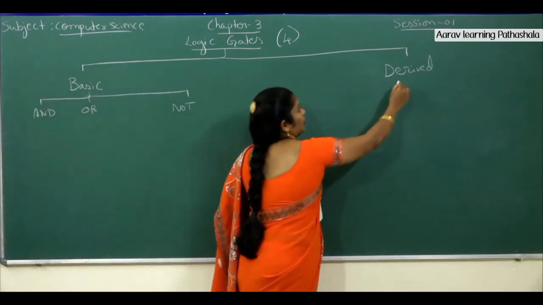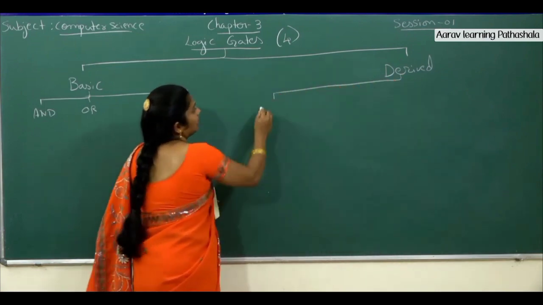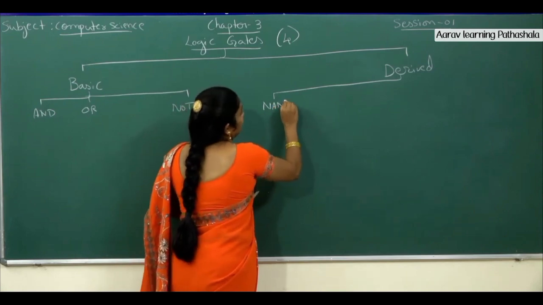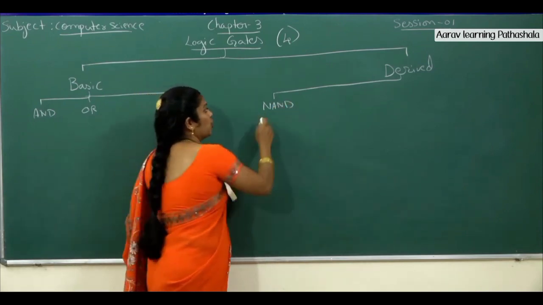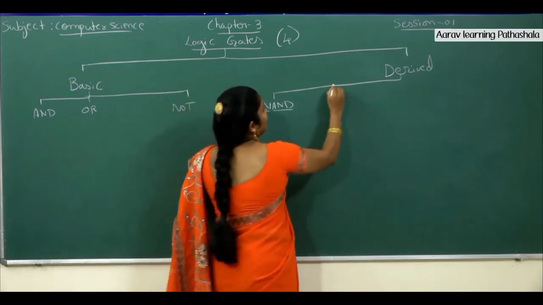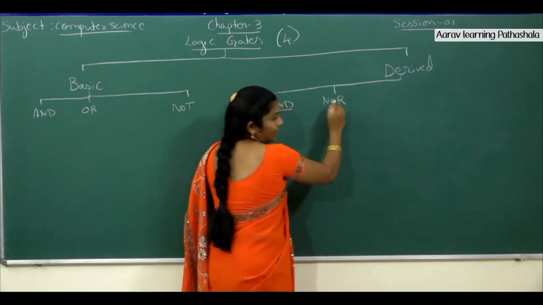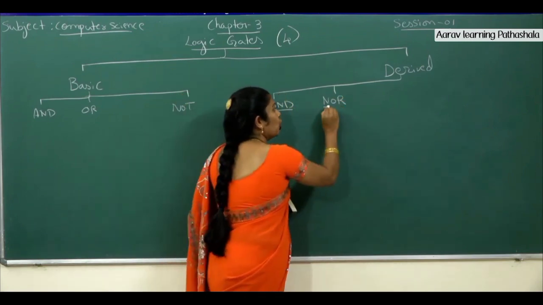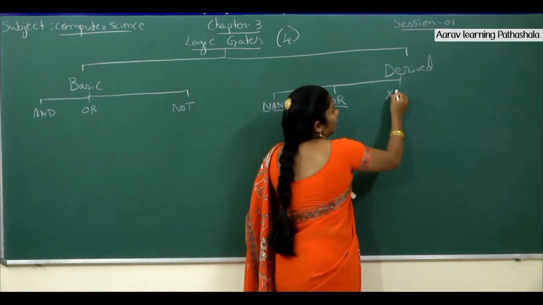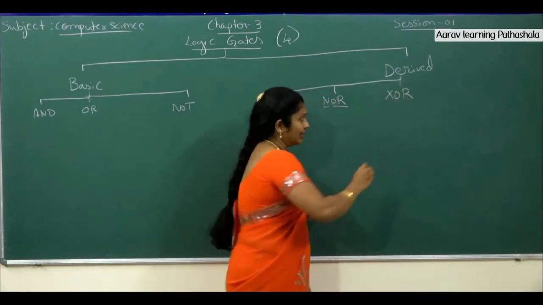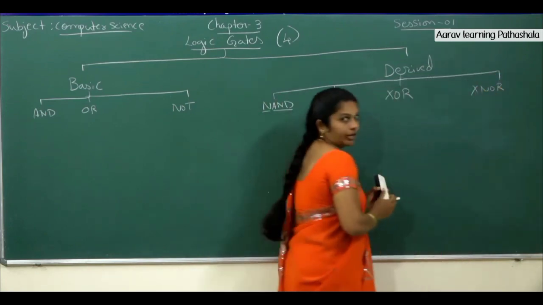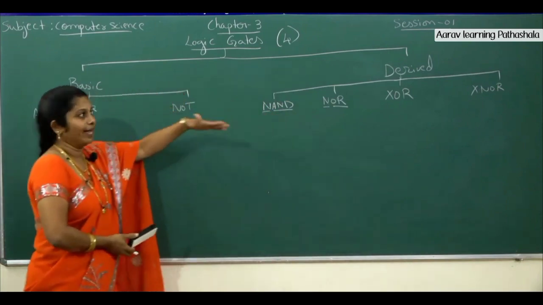In the derived gates also, you will get several types. The first one is NAND gate. NAND gate is a combination of NOT gate and AND gate. The next one is NOR gate. It is a combination of NOT gate as well as OR gate. Next one, XOR gate, and the last one XNOR gate. These are the derived gates.